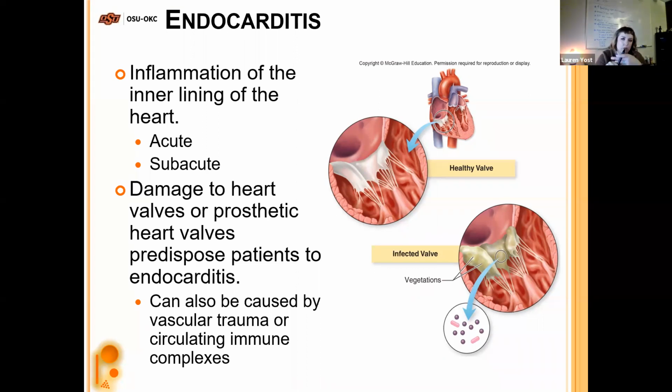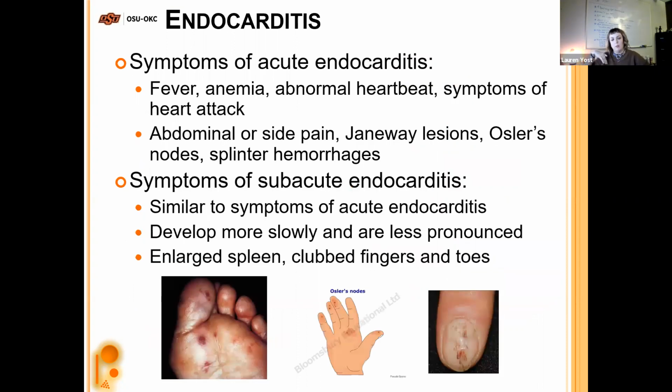a lot of times it's cholesterol, right? So plaque buildup and everything like that, or any inflammation due to maybe prior infections or something like that. But anyways, you have damage to your valve, and that can be the starting point of how endocarditis comes about. It can also be caused by vascular trauma or circulating immune complexes. Essentially, we start out with the inflammation in the inner lining of the heart, and then that's going to be, sort of want to say, home for infection.